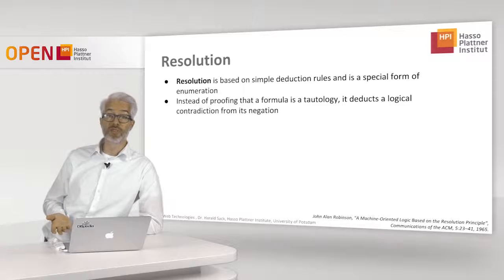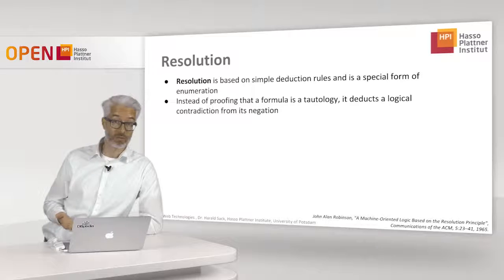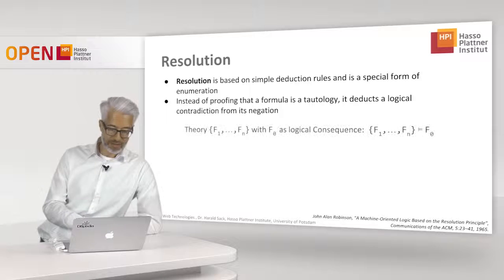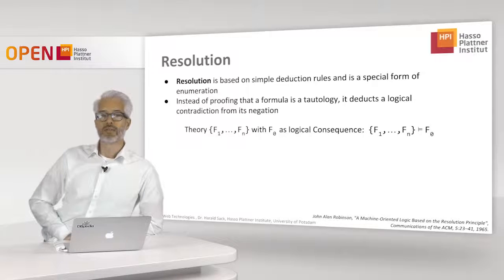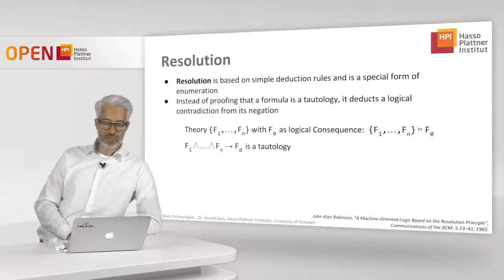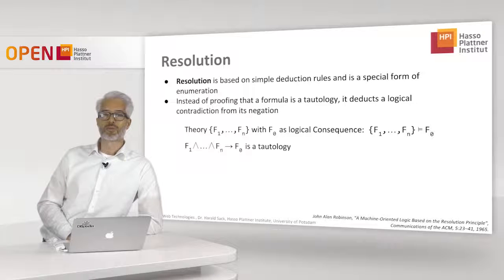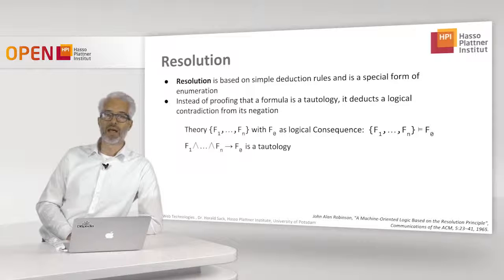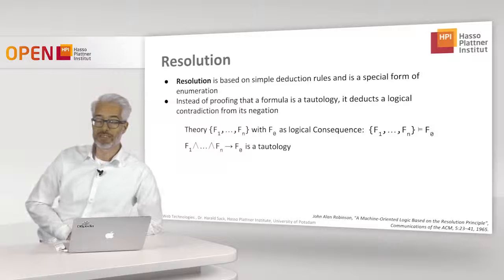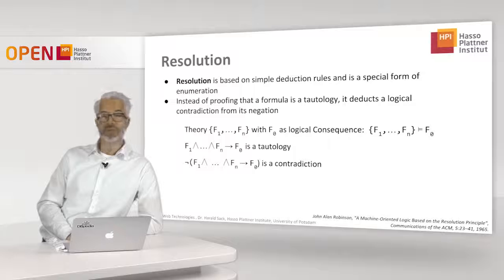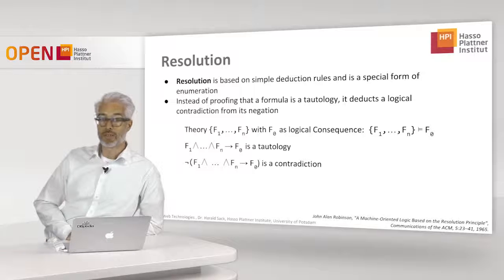So instead of proving that a formula is a tautology, so that it's always true, it deduces a logical contradiction from its negation. This simply means if we have a theory or a knowledge base and we want to prove that f sub 0 is a logical consequence of that knowledge base, we have to show that all the logical expressions within the knowledge base imply f sub 0. And this expression is a tautology. And, of course, to do this, we have to show that its negation is a contradiction.